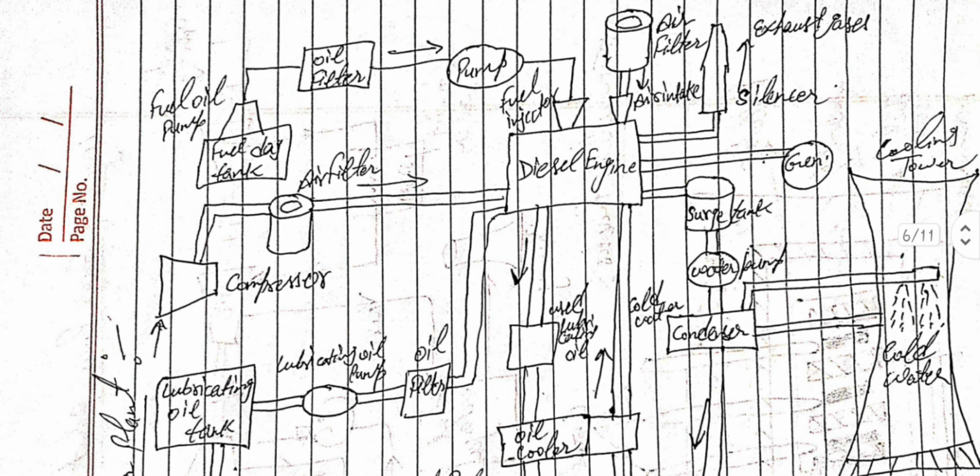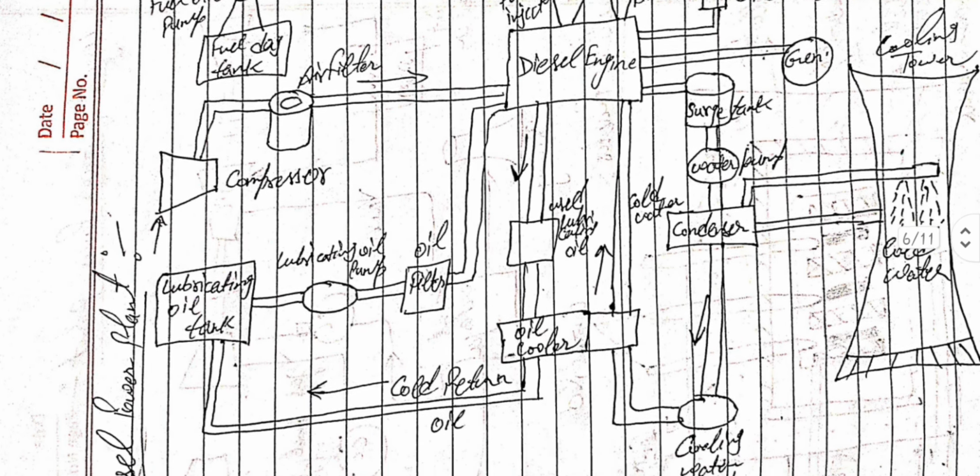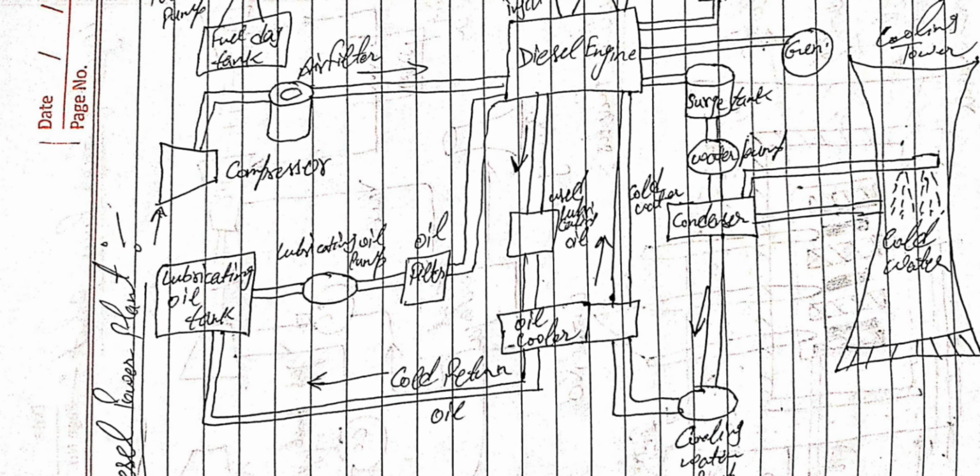देन सी इन द लेफ्ट साइड, compressor to air filter, then it is connected to the diesel engine, and the diesel engine is connected to the generator. Then in the left side, lubricant oil tank, then lubricating oil pump and oil filter, and these 3 points are connected to the diesel engine.